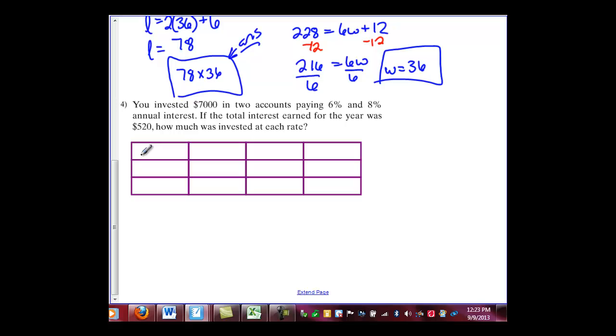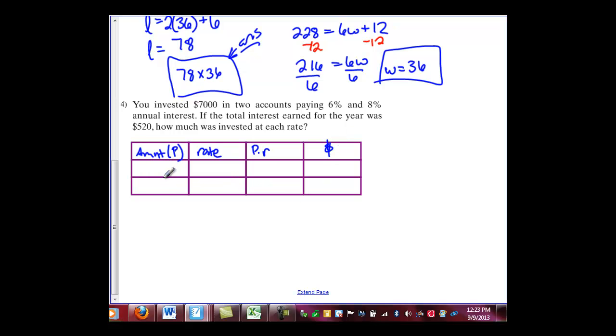So we're going to have the amount. We're going to have the rate. And the amount, that's also the same as P, same as principal. So then we'll look at it as P times R. And then we'll look at it as actual money in a second.